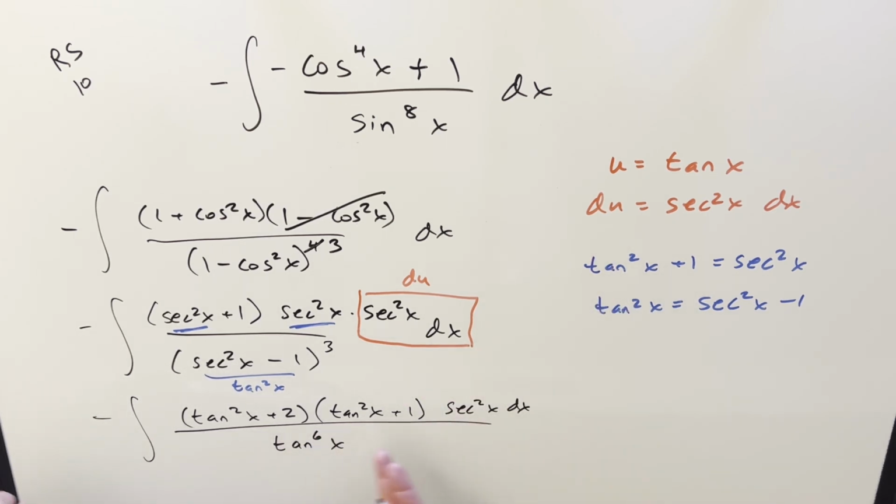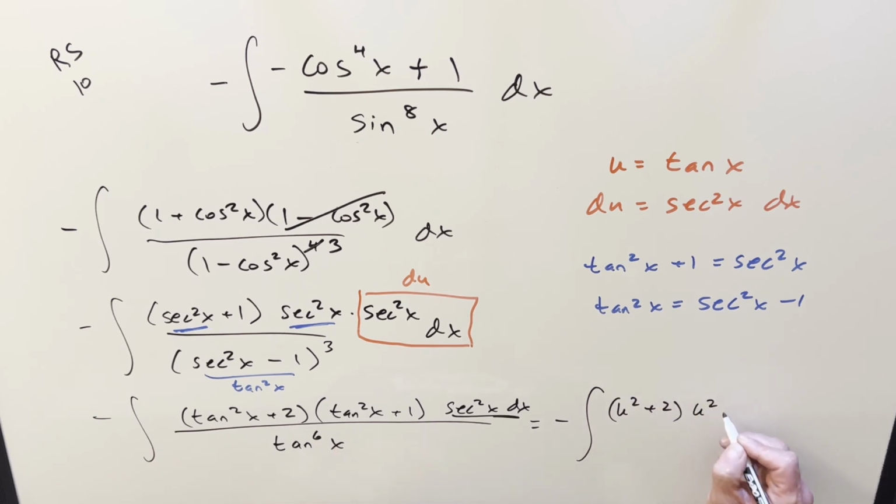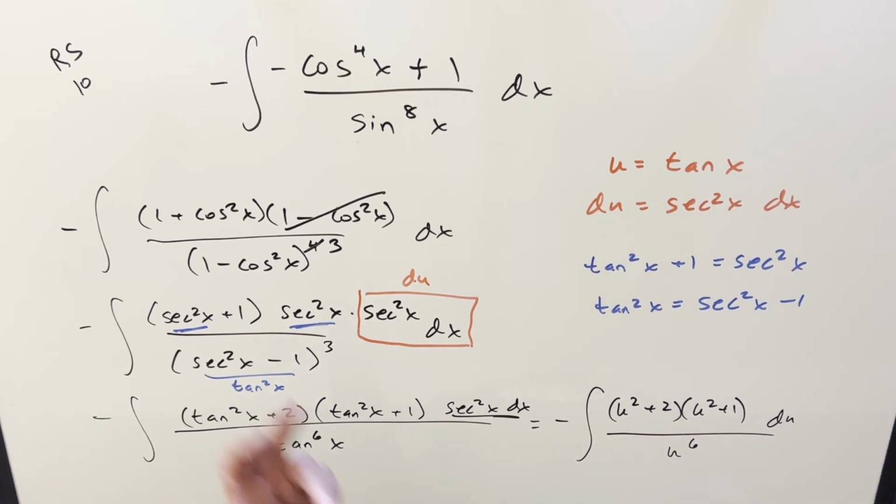Everything is either tangent or we've got our du over here. So how it's going to look, this is going to become u squared plus 2. This one's going to become u squared plus 1. This is our du at the end, all over u to the 6th. And then after all that, what's left is just power rules. So let me clean up the board and we'll simplify this and finish it off.